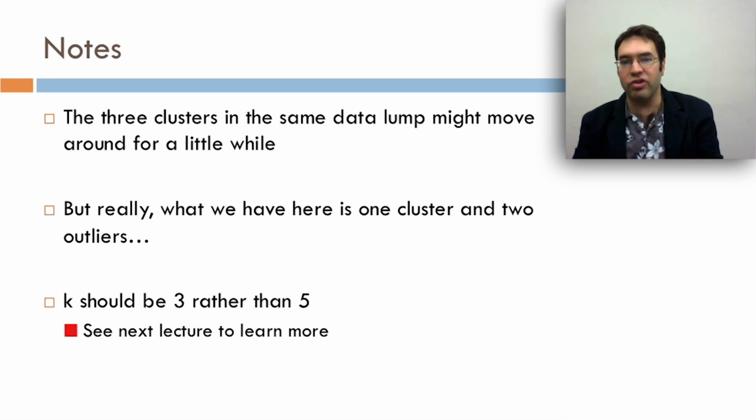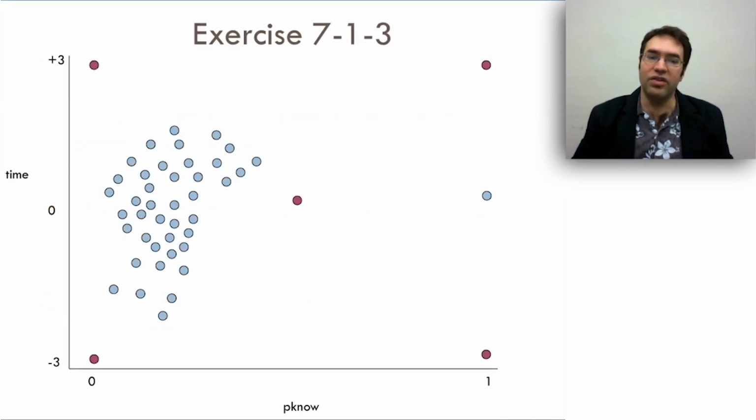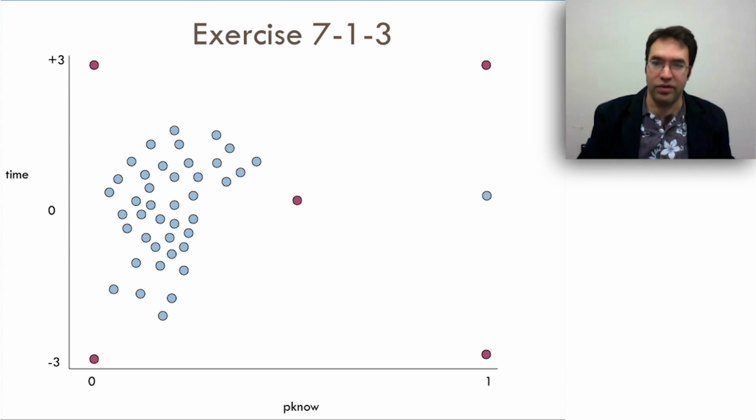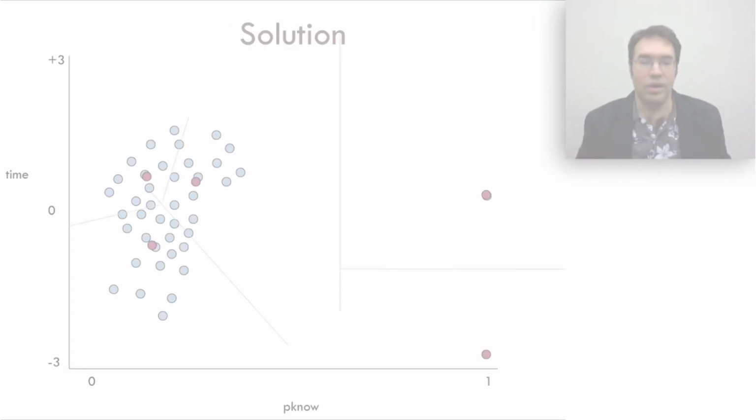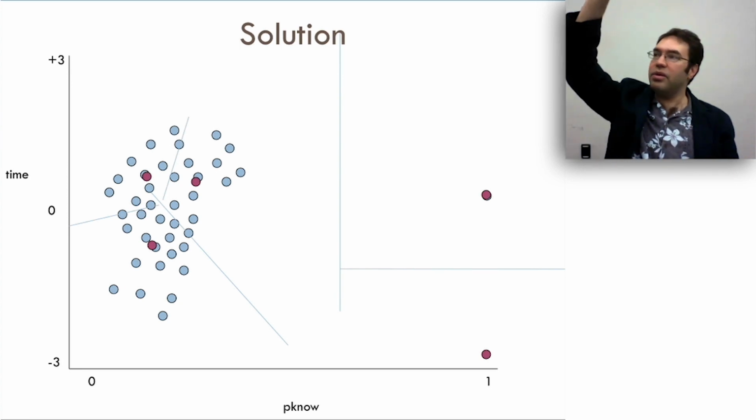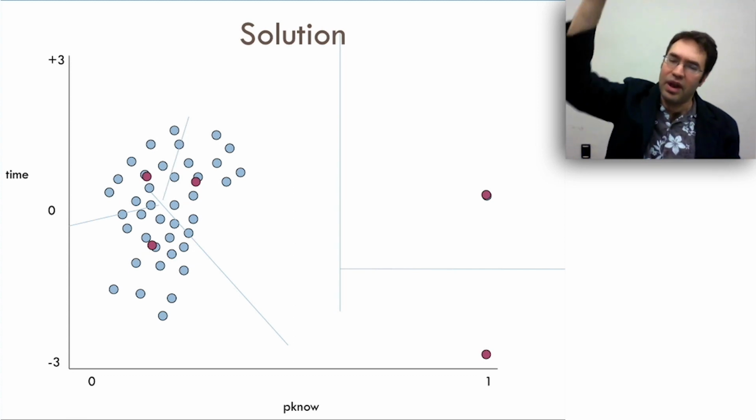And see the next lecture to learn more about how we pick whether we're going to have 3 rather than 5. Here's exercise 713. It's the exact same thing except for one difference. We got 1 outlier to the side rather than 2. What happens? Well, you note that that point on the side was just a little bit closer to the upper right than the upper left.